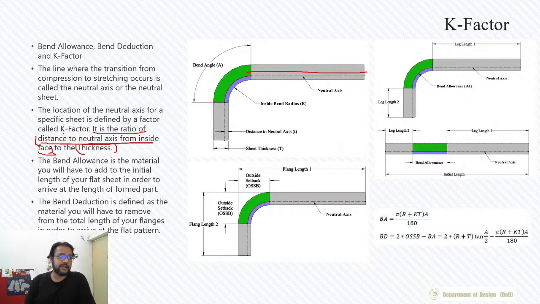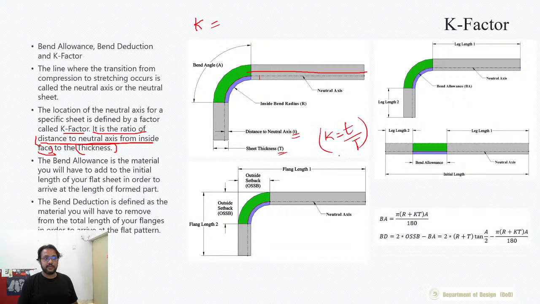So this is the K factor. Let me go back to my drawing. If the distance to the neutral axis is t and the sheet thickness is T, K factor equals t by T. This is important.